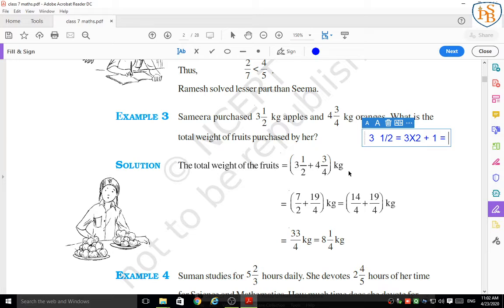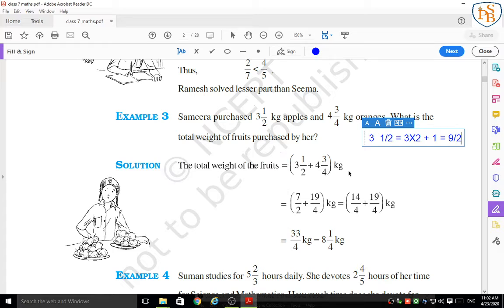Listen carefully. A mixed fraction is a form of whole number and proper fraction. At that time we have to convert that mixed fraction into an improper fraction. While converting, we have to multiply the whole number with the denominator, and add the numerator to that answer. So I wrote here 3 into 2 plus 1, that is 3 2s are 6 plus 1, that is 7, and the denominator will remain the same, that is 2.